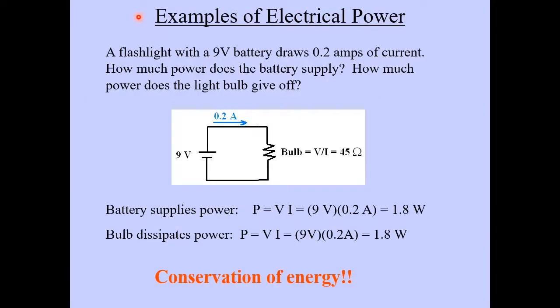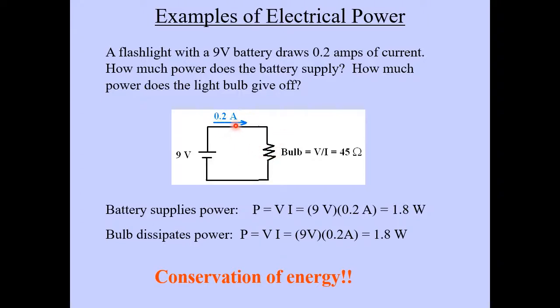So let's look at an example here. A flashlight with a 9-volt battery draws 0.2 amps of current. What that means is that that's how much current is flowing in this circuit. How much power does the battery supply, and how much power does the light bulb give off? So here's how we're going to model this flashlight. The flashlight has a 9-volt battery, and we're going to model the light bulb as a resistance, because that's what the bulb actually is. It's a skinny little wire that heats up and glows and gives off light and heat. So that's the resistance here.